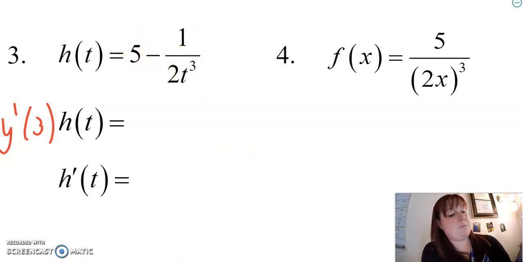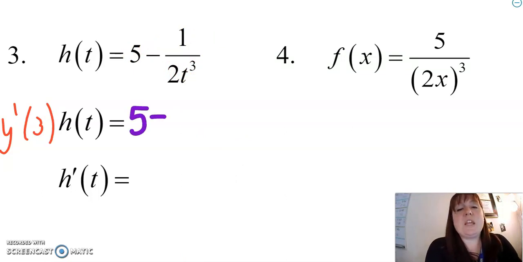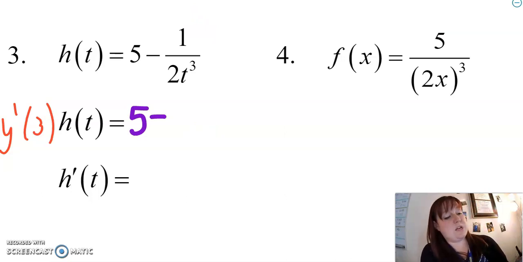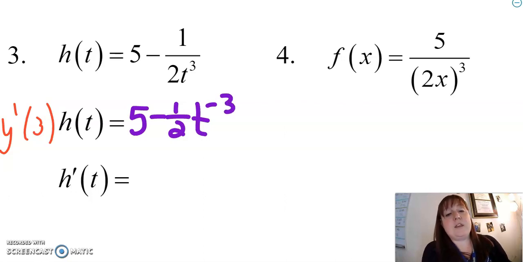So I'm going to rewrite this as 5 minus. Now, if you remember, when a power is in the denominator, to get it up, you can just change it to a negative exponent. A negative exponent, you know, cross the line, change the sign. So we go up. That becomes t to the negative 3. So this is 1/2 t to the negative 3.